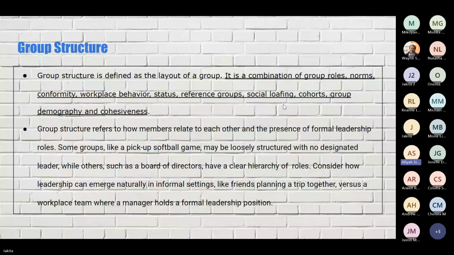Some groups, like a pickup softball game, may be loosely structured with no designated leader, while others, such as a board of directors, have a clear hierarchy of roles. Consider how leadership can emerge naturally in informal settings, like friends planning a trip together, versus a workplace team where a manager holds a formal leadership position.